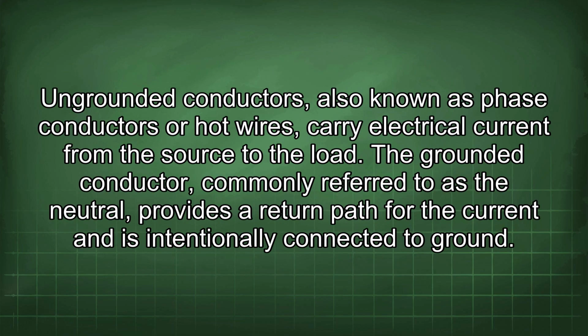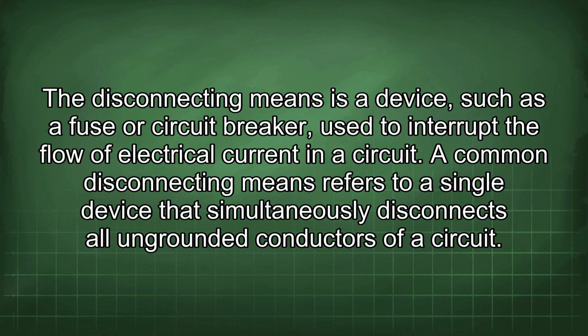Ungrounded conductors, also known as phase conductors or hot wires, carry electrical current from the source to the load. The grounded conductor, commonly referred to as the neutral, provides a return path for the current and is intentionally connected to ground. The disconnecting means is a device, such as a fuse or circuit breaker, used to interrupt the flow of electrical current in a circuit. A common disconnecting means refers to a single device that simultaneously disconnects all ungrounded conductors of a circuit.